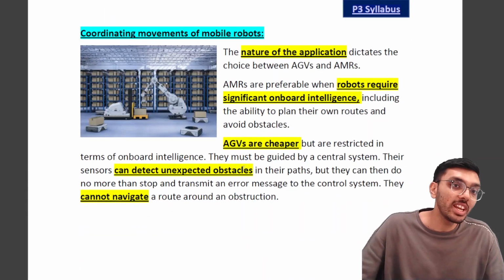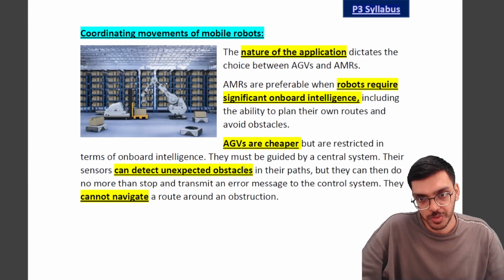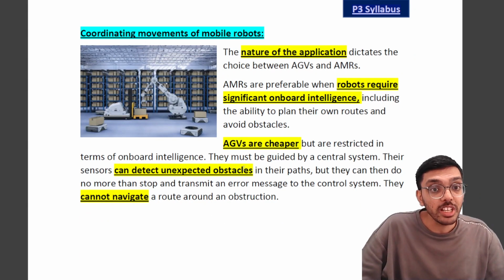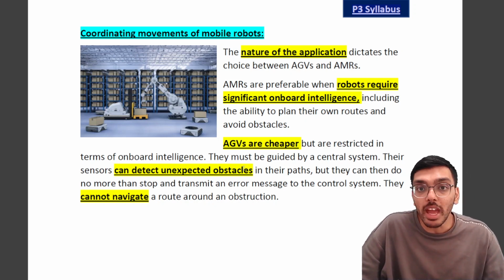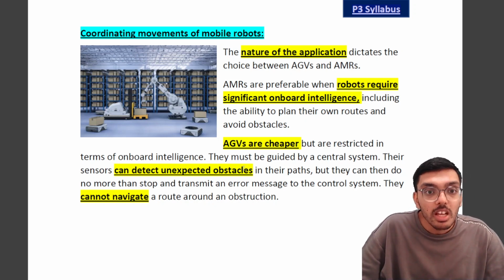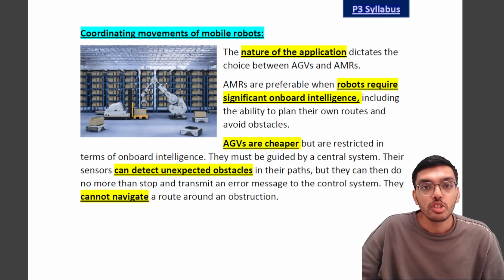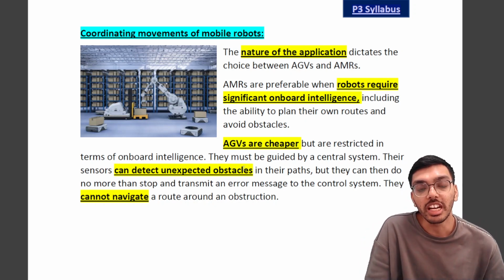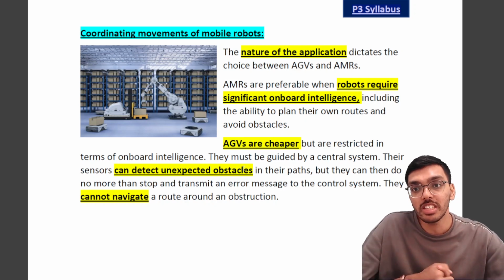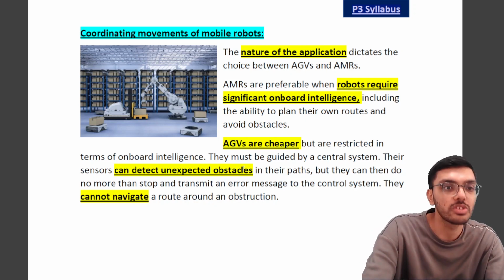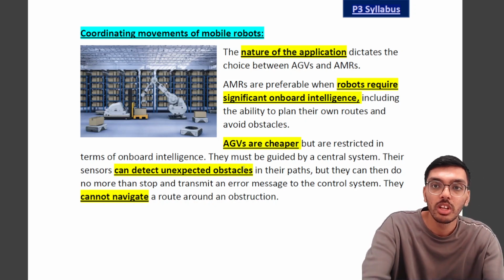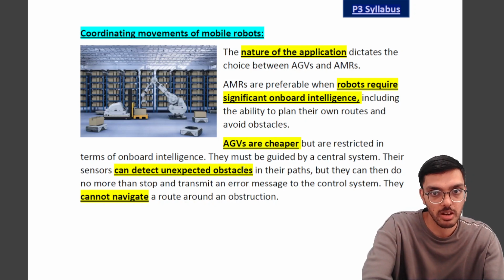Now to coordinating movements of mobile robots, because if robots end up working together, then naturally it can turn out to be a much more efficient process, right? And as you can see in the image here, if two robots are coordinating, it can be of great efficiency. So the nature of the application dictates the choice between AGVs and AMRs. What the business is, what use you are going to use the robots for, is very important to first understand.